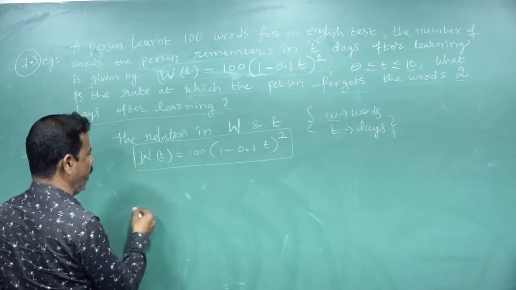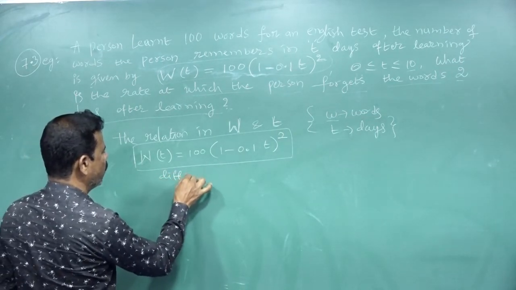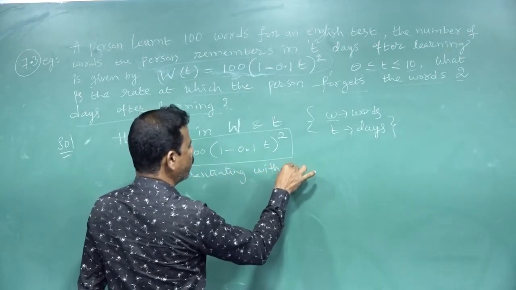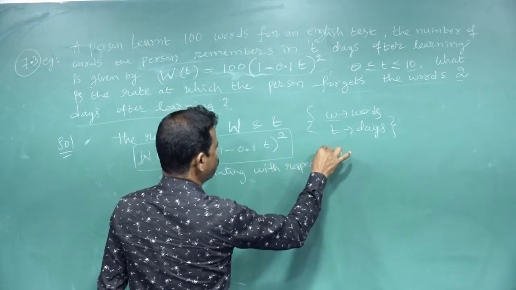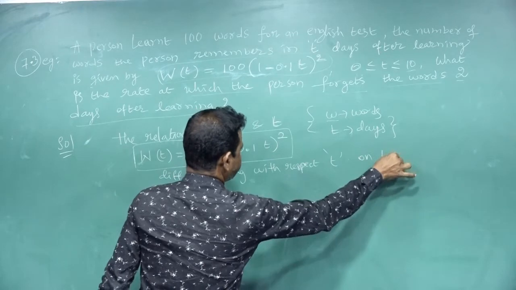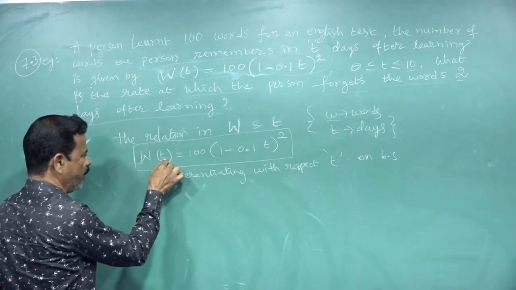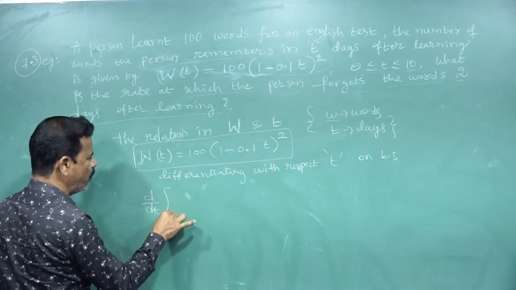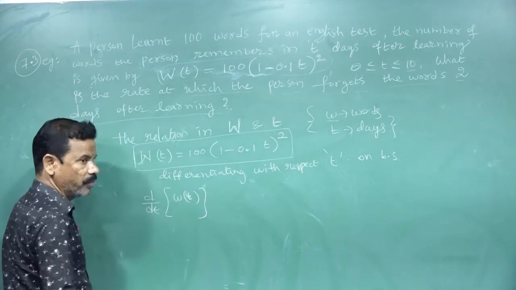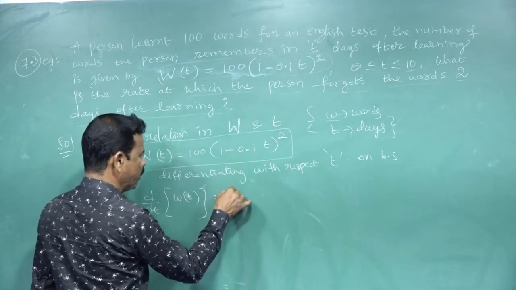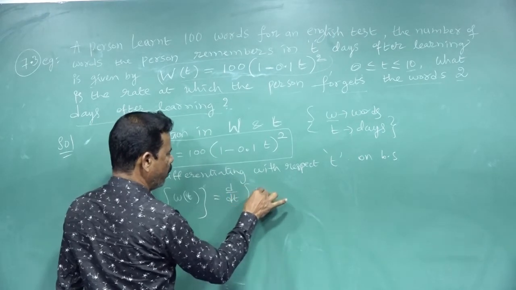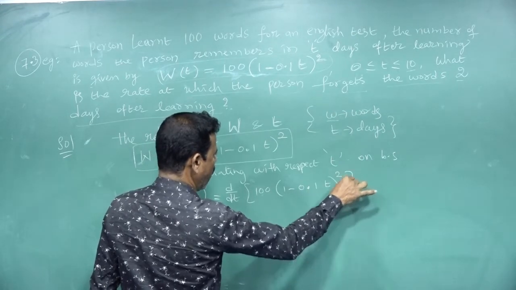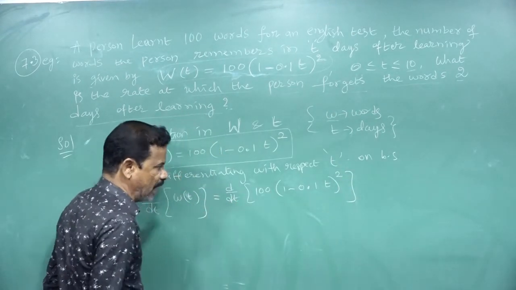Differentiating with respect to t on both sides. So on the left side, d by dt of W of t. After that, this side also, d by dt of 100 into (1 minus 0.1 into t) whole square. d by dt applied to both sides.